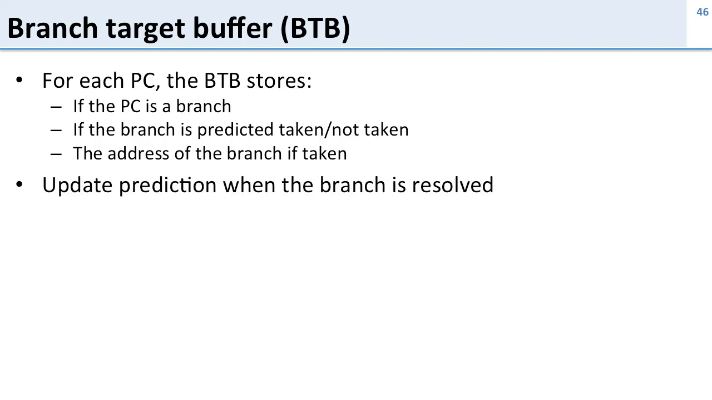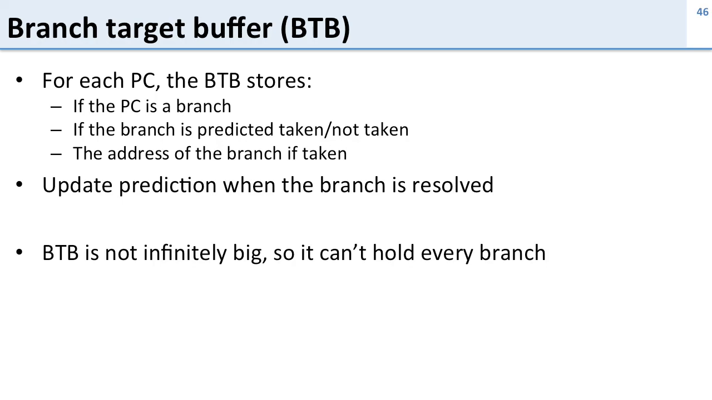We're then going to need to update the BTB when we know what the branch is. So if the branch does what we thought it would do, we want to update the branch predictor to make sure it's really sure that that's the right prediction. And if it didn't do that, we may want to change the branch prediction, so next time we'll predict something different.